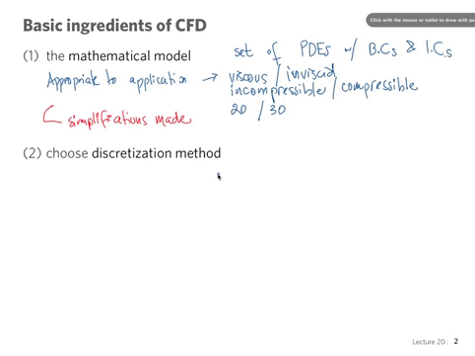Simplifications being made already. Once we've chosen the mathematical model, we then choose what's called the discretization method. The discretization is, after we've selected the mathematical model, we have to choose a way of approximating each differential operator that appears in the equation by an algebraic operator. So this is basically what this is about.